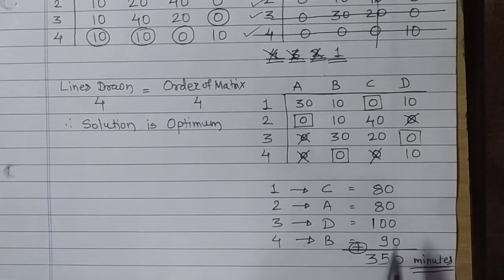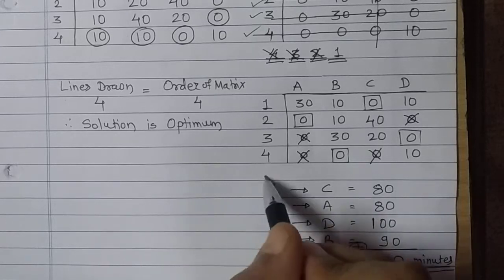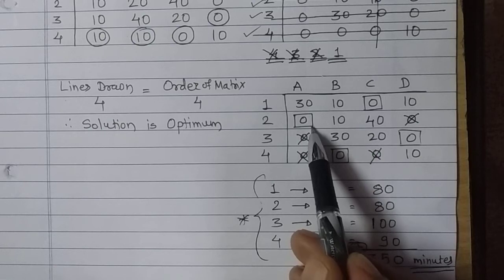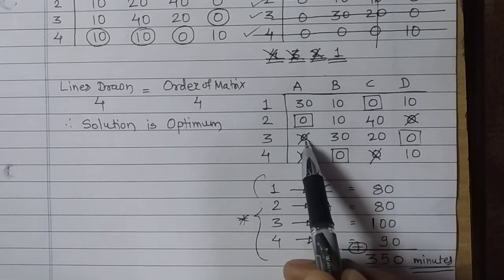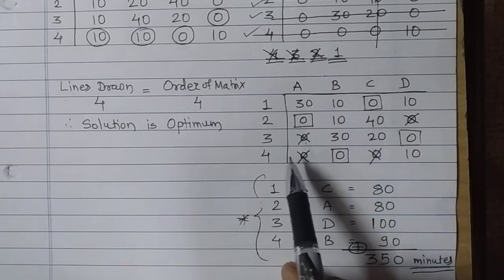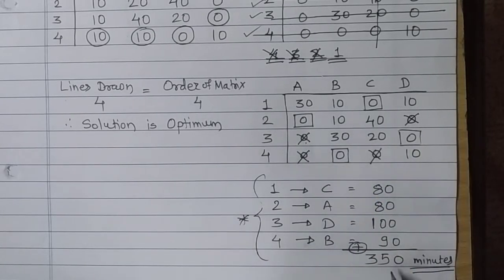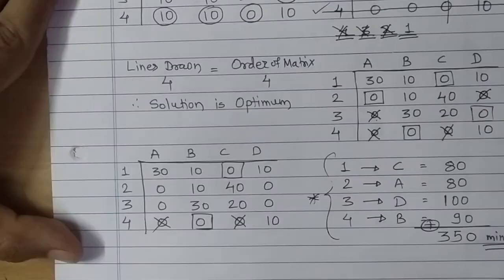So this is your final assignment, and this is your final answer. 350 will be your total time, 350 minutes. Similarly, you can try this problem. Instead of capturing this, you just capture this 0 and check the final answer. The assignment will be slightly different, but the total answer will be the same. Just try this and check the answers.